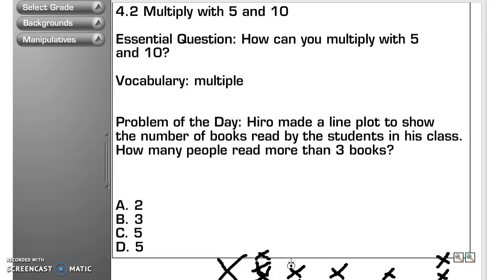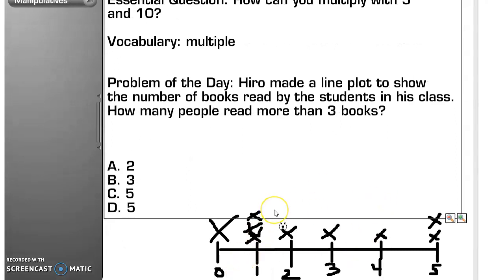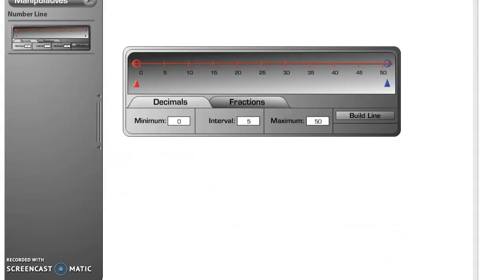Our problem of the day is Hero made a line plot to show the number of books read by the students in his class. How many people read more than 3 books? So if I'm using the line plot below, right here, I see that everyone voted and either read between 0 and 5. So I know he's looking at only the people that read more than 3, so I'm going to look at the 4 and the 5. So I see 3, so my answer has to be B.